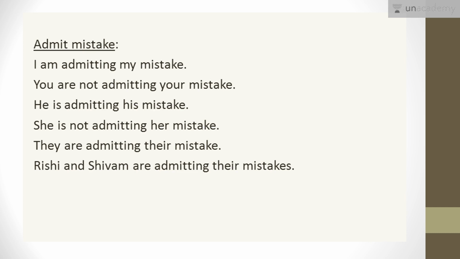Now let's say if only Rishi was there, अगर सिर्फ ऋषि होता जिसके बारे में मैं बात कर रहा था, then I would say Rishi is admitting his mistake. I won't say Rishi and Shivam are admitting their mistake. But because right now I'm talking about two, that's why I'm saying Rishi and Shivam are admitting their mistake.